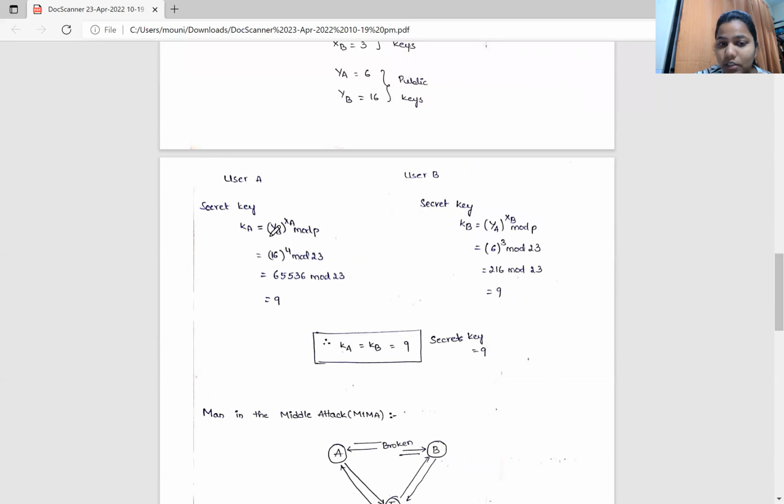Secret key KA is equal to YB power XA mod P. So 16 power 4 mod 23, which is 16 power 4, is nothing but 65536 mod 23. The answer would be 9.